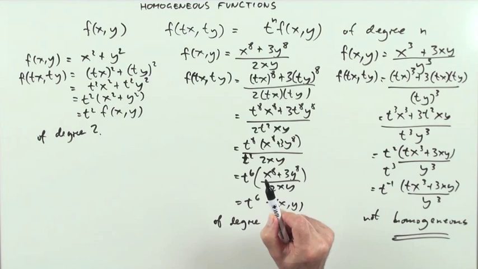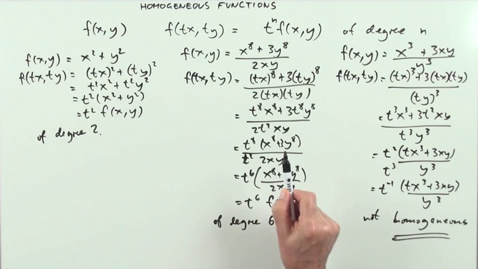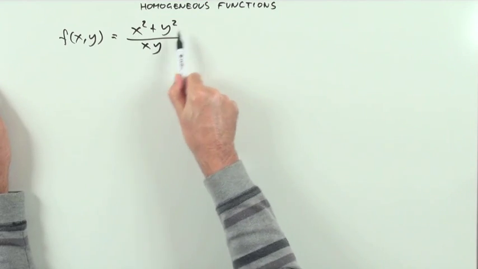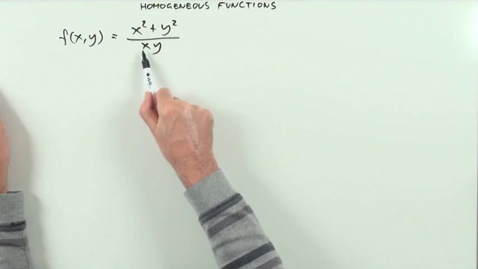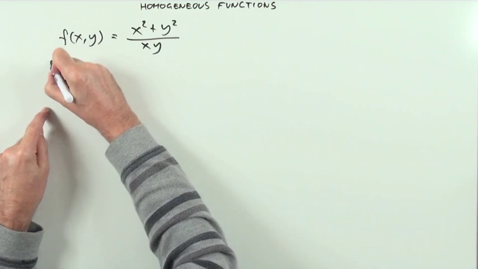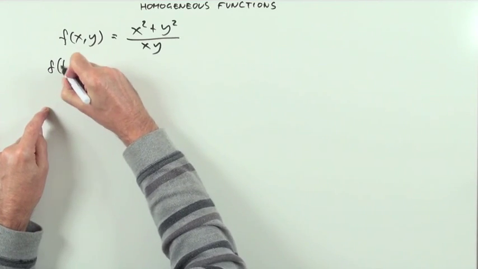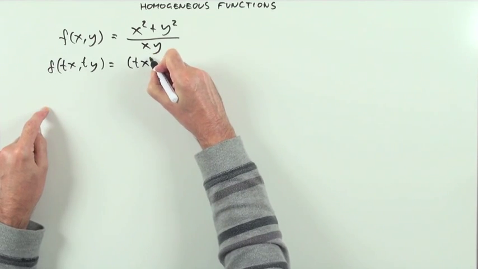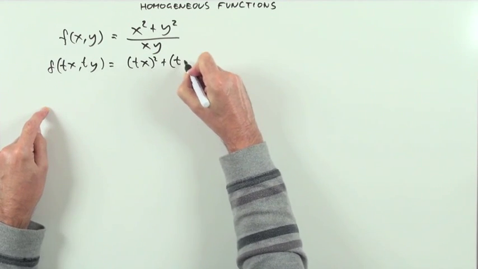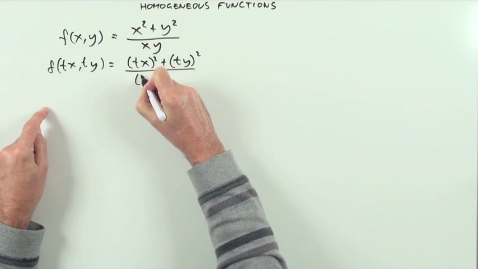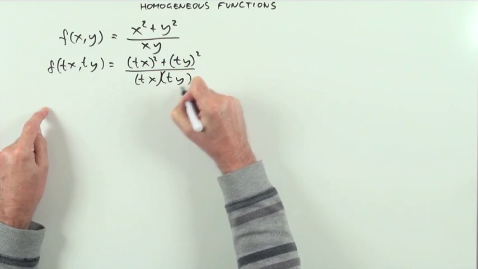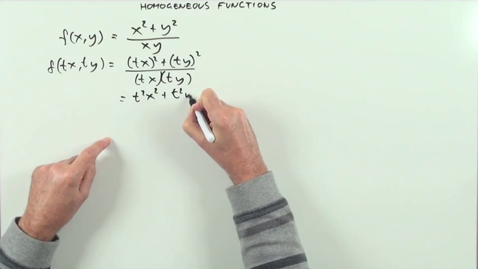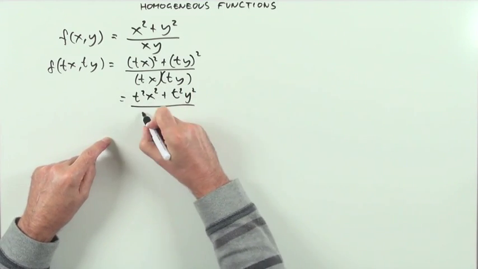But the best homogeneous functions are the ones of degree 0. So this one here, again, it's certainly homogeneous because I've got a balance in the powers of the top part, power 2, but the bottom is also power 2. So I'm going to give that a little test. If I multiply each of the variables by the same constant, I'll have tx squared plus ty squared over tx ty. Multiplying them out first, t squared x squared, t squared y squared, t squared xy.